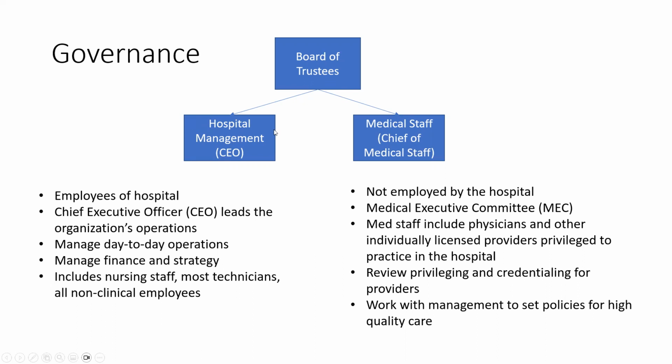The board of trustees appoints the CEO. The CEO hires everybody except for the medical staff. And when we say medical staff, we're talking about physicians and other licensed providers. The CEO hires all the nurses and all those other kinds of people, right? And the medical staff runs the privileging process. So that's what's unique about a hospital, is it's got this kind of two chains of command, right?